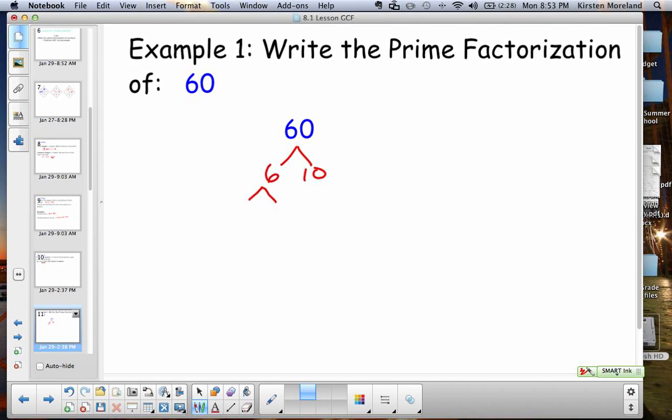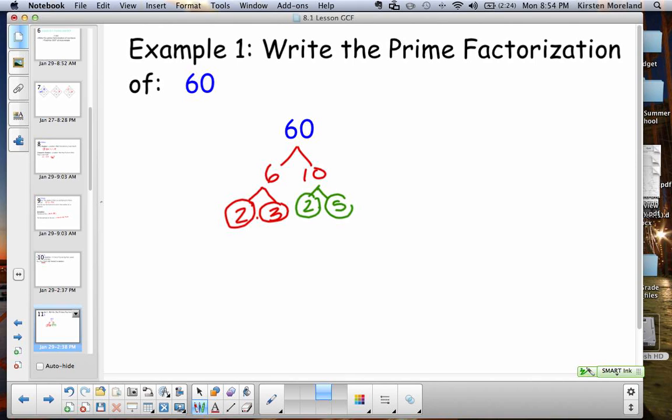6 can still be broken down into 2 times 3. But as you saw before, 2 is the only even prime number, and 3 is also prime. So I'm going to circle them when I get down to the end. Now I'm going to break 10 up. 10 is the same as 2 times 5, and those are also both prime.